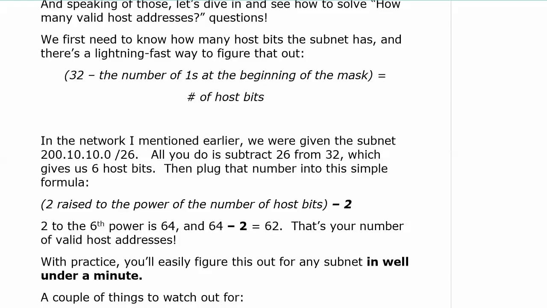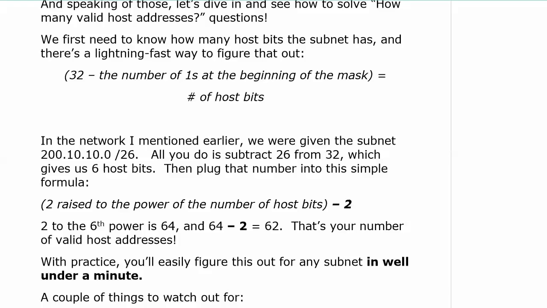We're almost done. Remember that gotcha I mentioned? It's very small, but here it is. We're almost done because you're going to raise 2 to the power of the number of host bits and then subtract 2. That's your number of valid host addresses. And with practice, you can figure this out for any subnet in well under a minute. Because all you got to do, again, this would be 32 minus 26. You got 6. And then it's 2, 4, 8, 16, 32, 64. Subtract 2, which I bolded twice, and it equals 62.